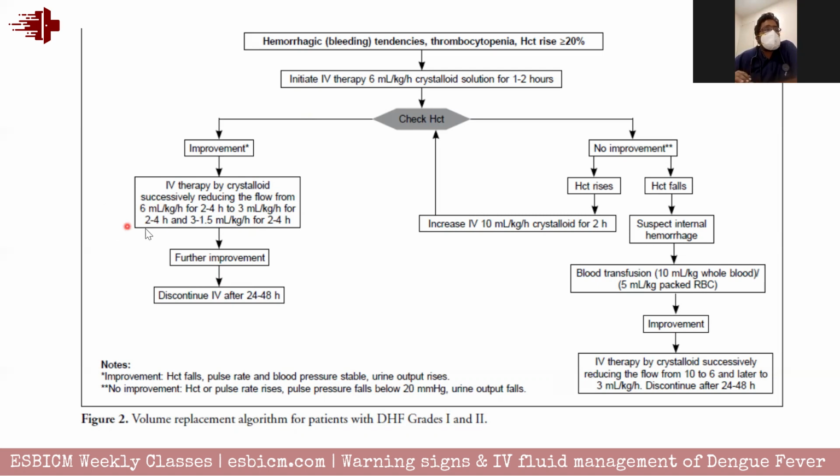And then we'll look for improvement in the patient. Improvement, as you can see in the slide also, means a fall in the hematocrit, stable pulse rate and blood pressure, or improved urine output.